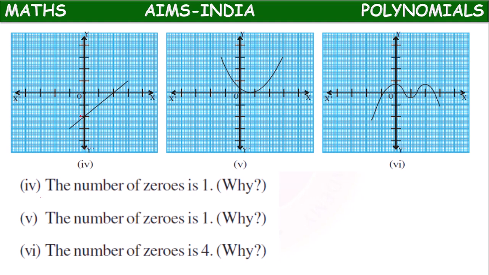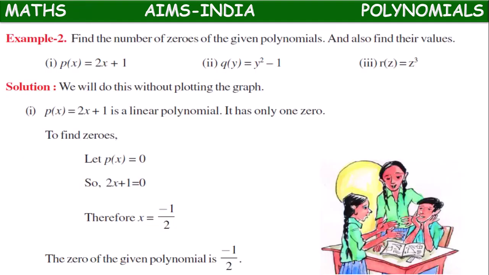The fourth graph is intersecting the y-axis, which we should not consider. Only the x-axis: at how many points? 1 point. So the number of zeros is 1. Here, touching at 1 point, so the number of zeros is 1. Intersecting at 1, 2, 3, 4 points, so the number of zeros is 4. Like that, just by seeing the intersection points on the x-axis, we can identify the number of zeros.